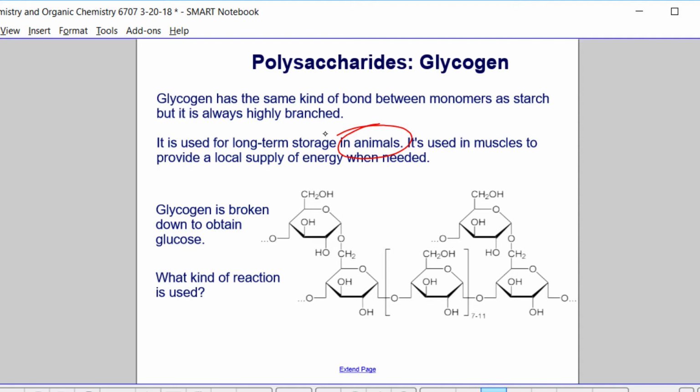Again, what kind of reaction is used? If we're trying to break apart a molecule into two or several smaller pieces, we're doing the opposite of dehydration synthesis. So we're putting the water back in order to separate the molecule, and we call that hydrolysis. So hydro meaning water, lysis meaning to lyse or split the polymer.